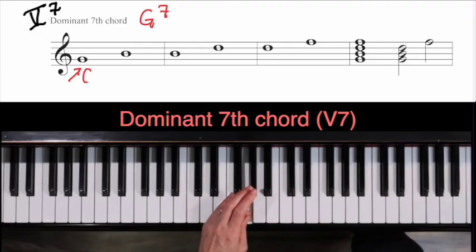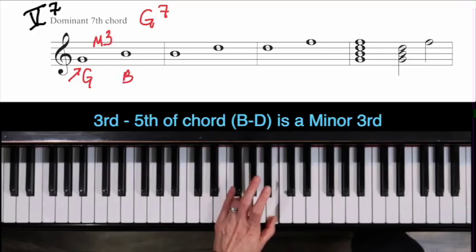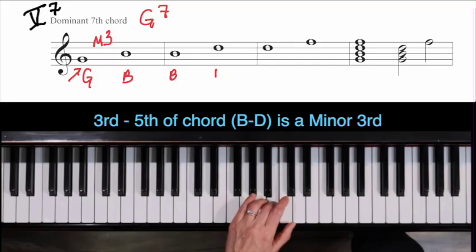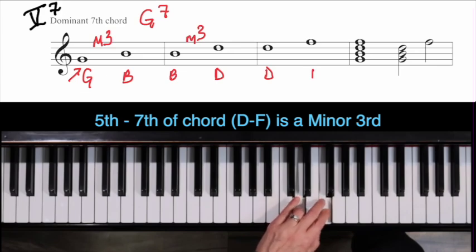So our first third interval is a major third. Our second interval, B to D, minor third. And our third interval is another minor third.